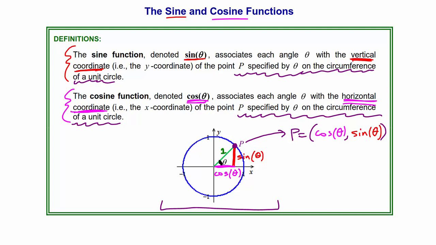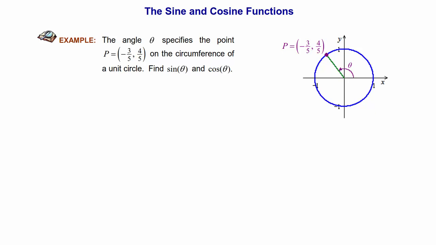Alright, now we can use this definition in a quick example. In this example, we're told that the angle theta specifies the point -3/5, 4/5 on the circumference of a unit circle. So we've got a diagram here with the angle theta in standard position in a unit circle, and that angle theta specifies this point P, -3/5, 4/5.